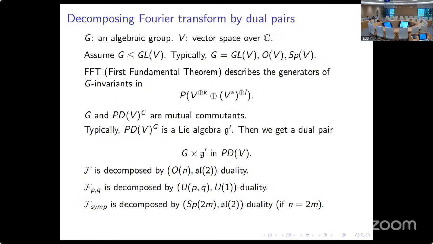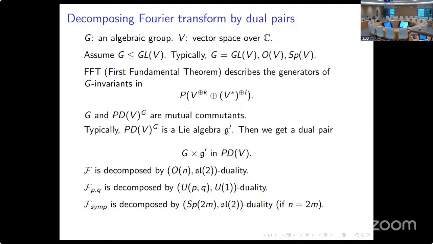Okay, so the classical invariant theory has two parts. It's first called the first fundamental theorem, and then the second fundamental theorem is about its relations. By understanding that, there will be a duality. So you study the invariant of G, and it's generated, in a very nice case, by the other Lie algebra G prime, and then you get a dual pair correspondence.